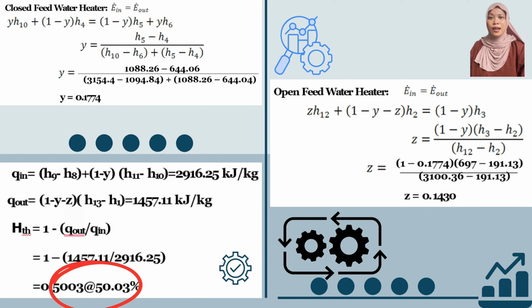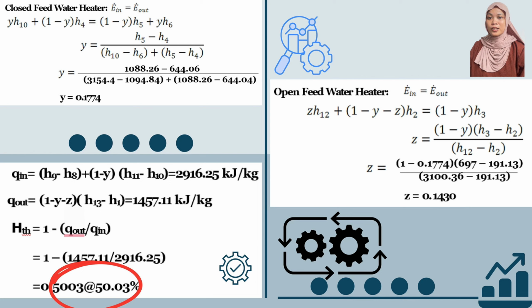The steam is extracted from the low pressure turbine at 0.7 megapascal to mix with the feedwater, improving its temperature before entering the next stage. The extracted steam fraction Z is used to mix with the feedwater, raising its temperature before it enters the next stage. This process reduces the heat required in the boiler, improving the thermal efficiency of the Rankine cycle.